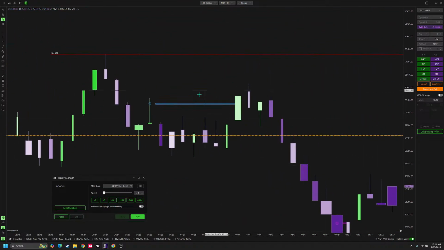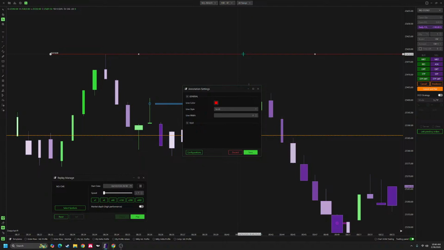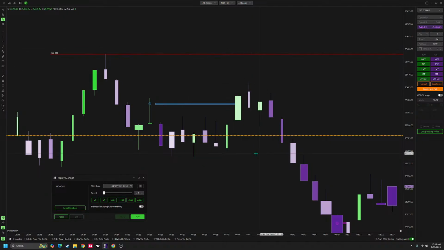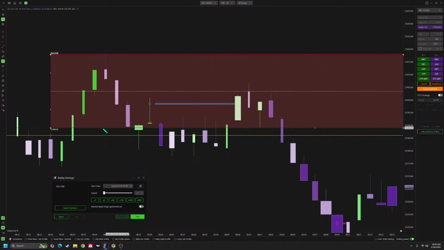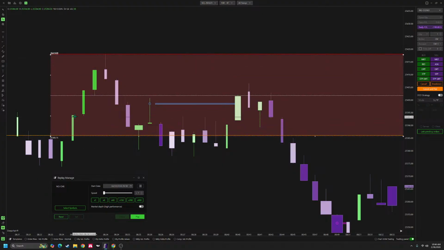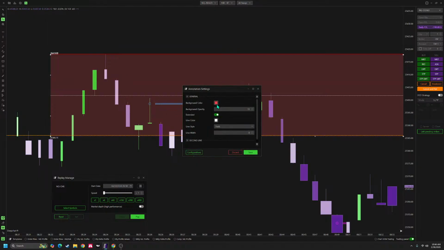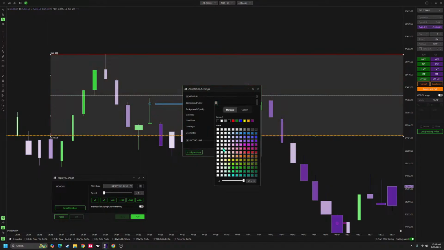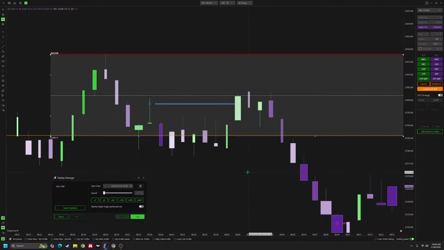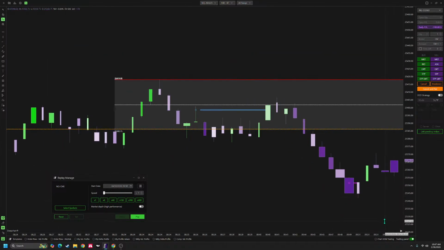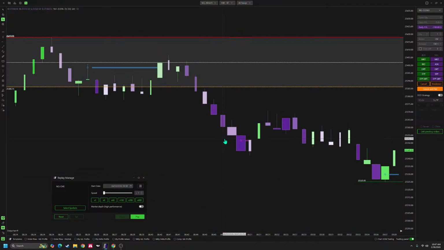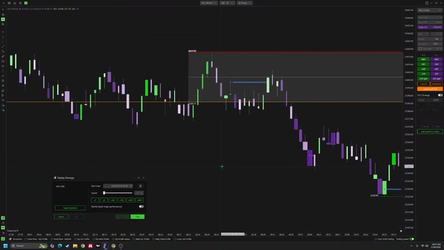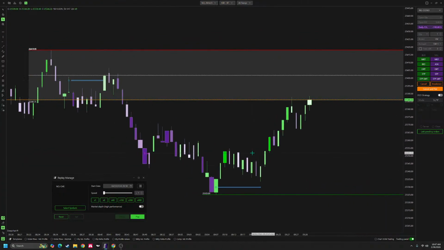So this area right here is kind of, we want to break through this zone. So this might be a no trade area for me, but an area to pay attention to.